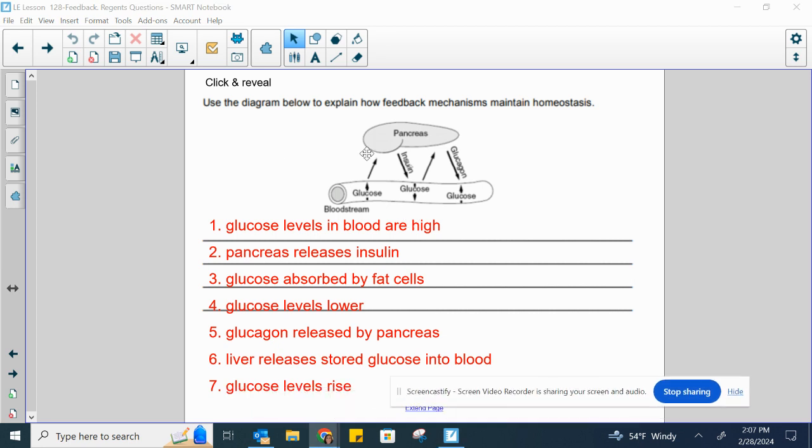Right? And a lot of this, if you just looked at this diagram and followed those arrows, it would help you. Okay, so let's look at the back.